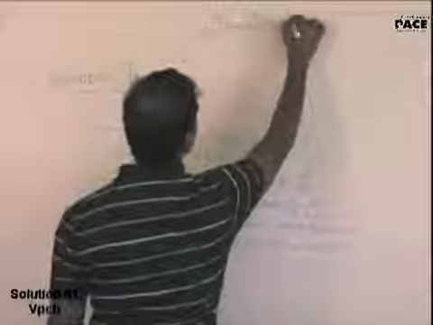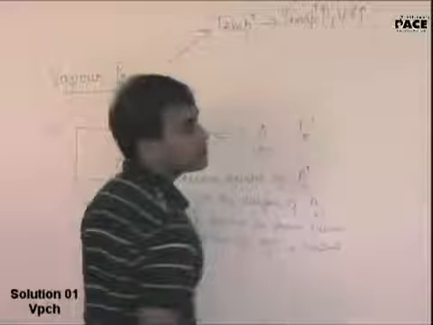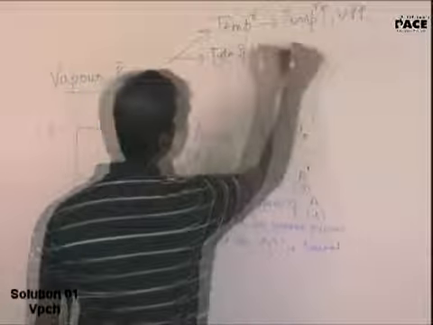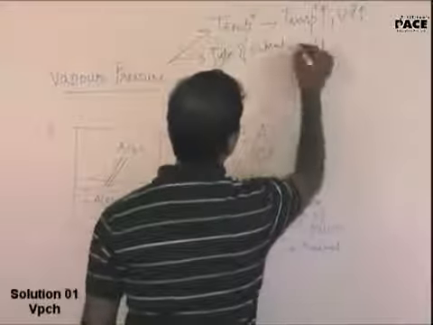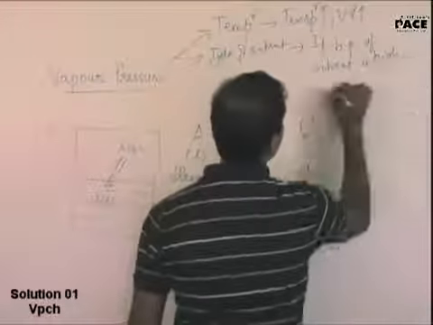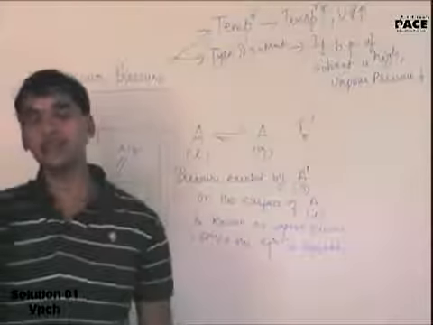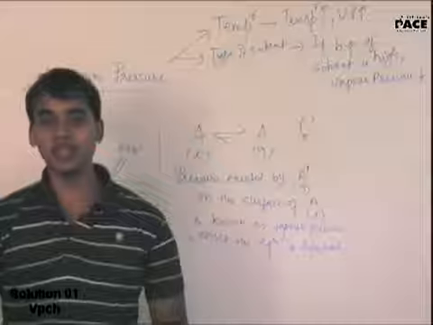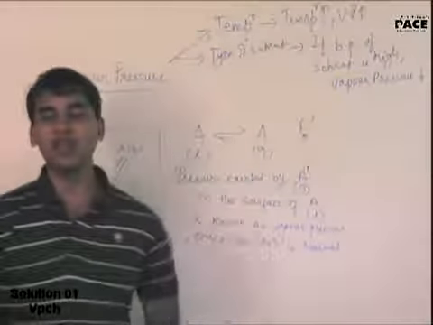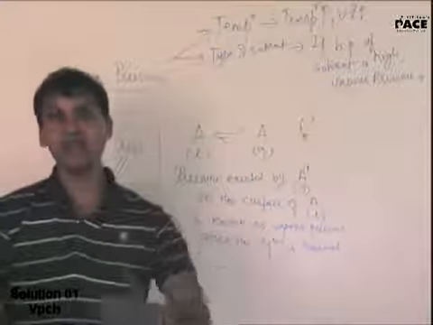So if the temperature increases, vapor pressure increases. It depends on the type of solvent also. If the boiling point of the solvent is high, then you can say the vapor pressure will be low. And another thing, if you add a non-volatile solute, or something which is going to curb the number of molecules present on the surface of this liquid, then what will happen? The vapor pressure will decrease. So that is the first law.